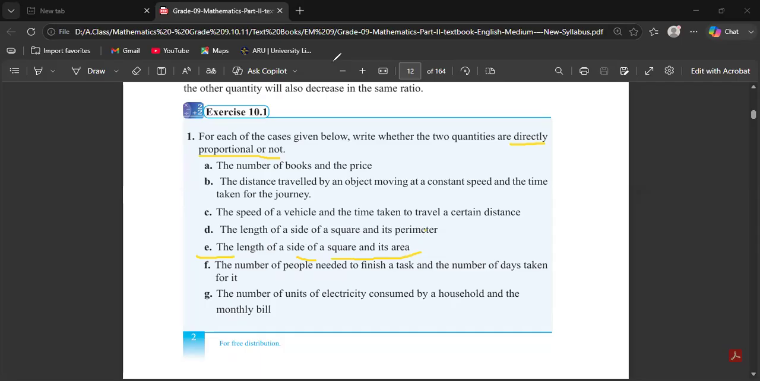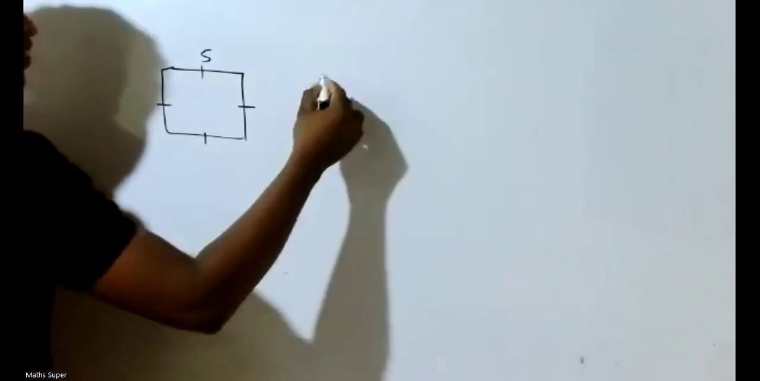Okay. What is directly proportional? What is the meaning of that? So I'm going to explain. Yes, Anya says yes. Last week we discussed that directly proportional means, think about this, the length of a side of a square and its area. So, the length of the square. Think about this is a square. If this is 5, okay.